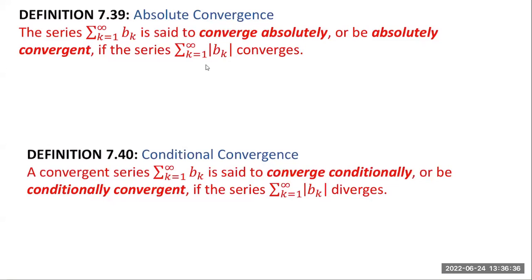Again, we say that a series is absolutely convergent if the absolute value series converges. That means this is absolutely convergent if this series converges. This is the series obtained by putting the absolute values around bk. If this series converges, we say that the original series is absolutely convergent. And conditionally convergent means the original series converges, but the absolute value series does not converge. If that is the case, we say that it's a conditionally convergent series. All right, let's move on.